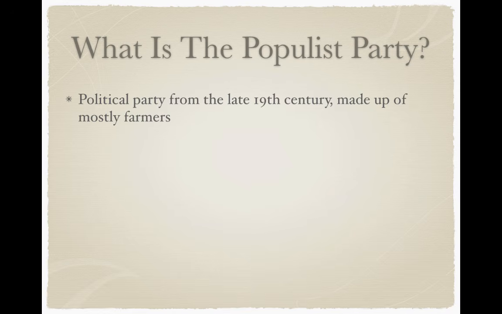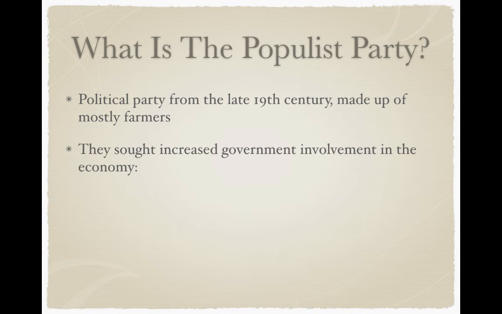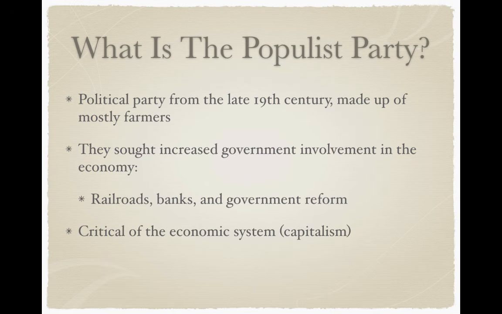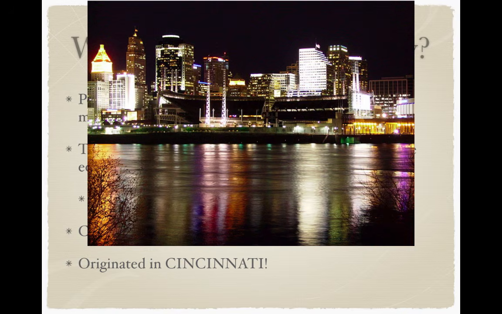All right, so what is the Populist Party? Well, it's a political party from the late 19th century made up of mostly farmers. They sought increased government involvement in the economy to control things like railroads, banks, and government reform. They especially wanted the government to own railroads. They were very critical of the economic system, which is capitalism, and critical of laissez-faire as well. And it originated in Cincinnati in May of 1891. You could trace the origins to this beautiful city right here. Look at that skyline. Is that not amazing or what?